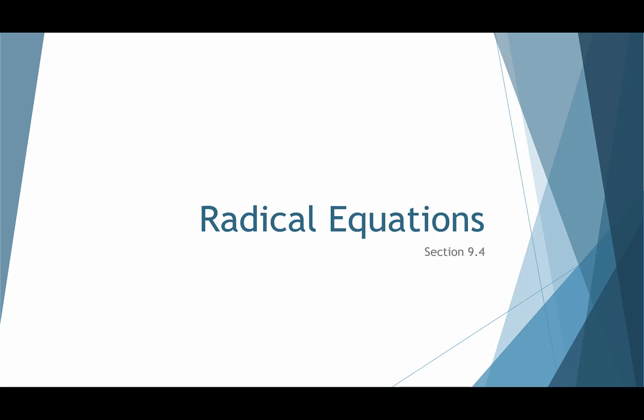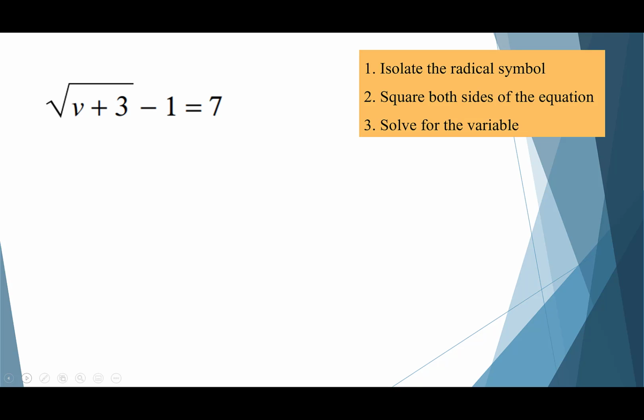In this video, I'm going to show you a few examples of solving radical equations. I want you to notice on the right side of the screen just a couple steps. The first step is to isolate the radical symbol. Number 2, square both sides of the equation. And then number 3, solve for the variable. Those are the steps that we are going to follow for each of these problems.